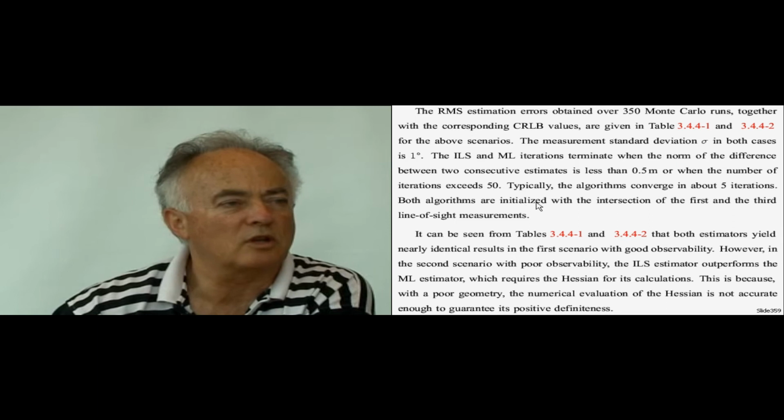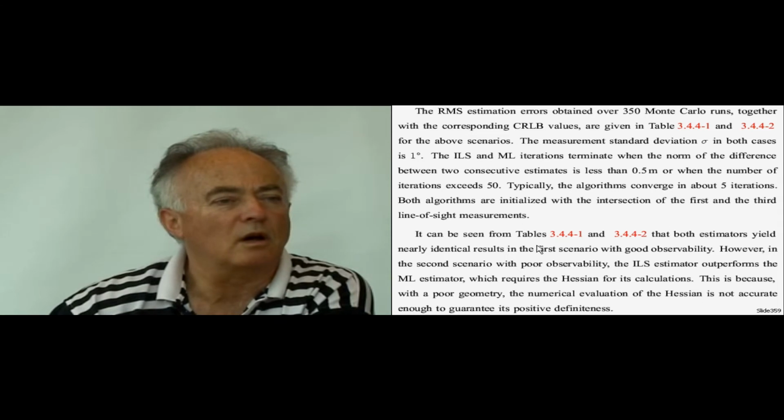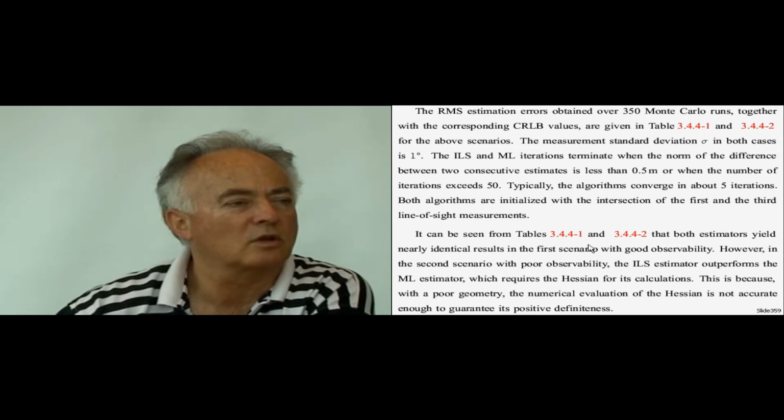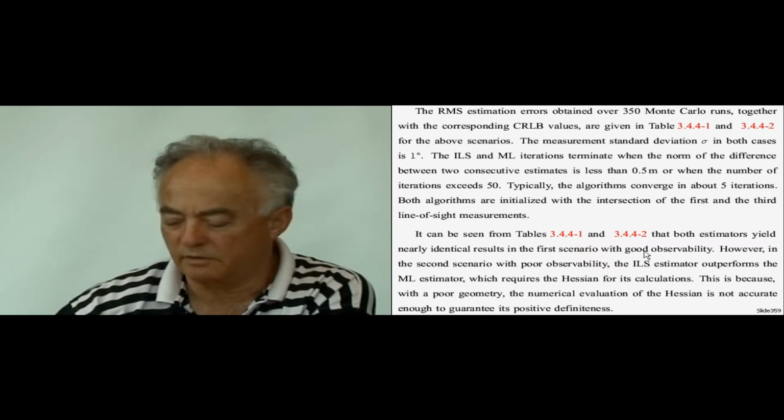The initialization is done by the intersection, a simple triangulation of the first and the third line of sight measurements. As we see, the results are pretty much the same for both techniques. We have a good observability and the poor observability. We'll see this quantified in a moment.